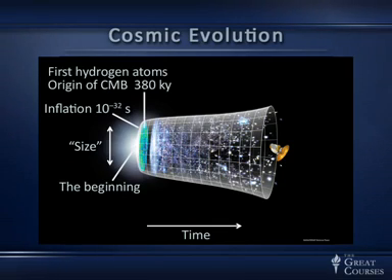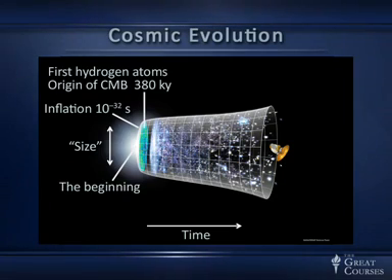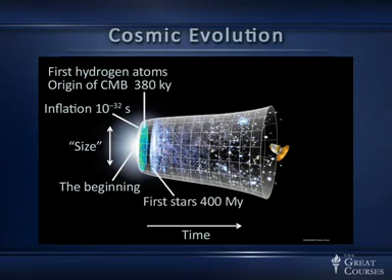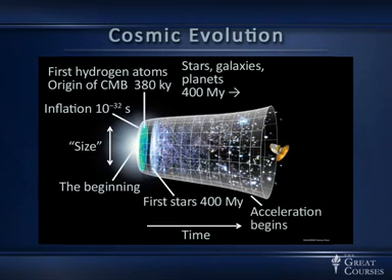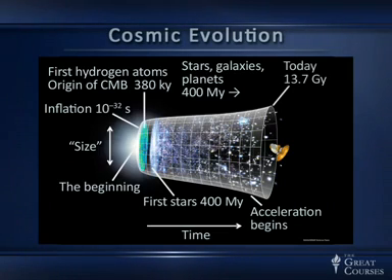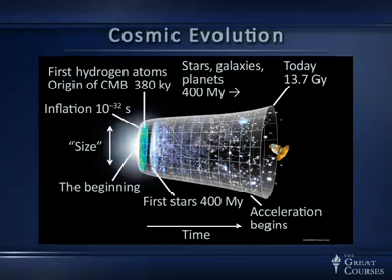The cosmic microwave background forms about 380,000 years after the Big Bang event. The first stars form about 400 million years later, and then we have a long period of formation of stars and galaxies from about 400 million years on to the present. Acceleration began about 5 billion years ago, and here we are 13.7 billion years out from the Big Bang. Cosmic evolution. Let's wrap it all up with a quick summary.